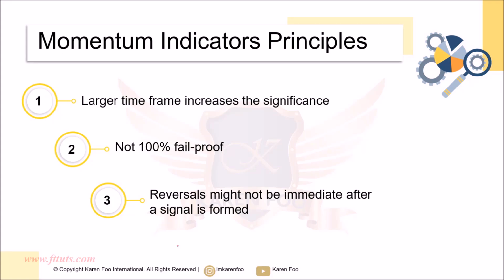Okay, and then the third thing, reversals might not be immediate after a signal is formed. So sometimes when you see a reversal pattern, or if there's a signal from momentum indicators like a divergence, the price would kind of go sideways before it reverses. So it wouldn't reverse immediately. So just take note of that.